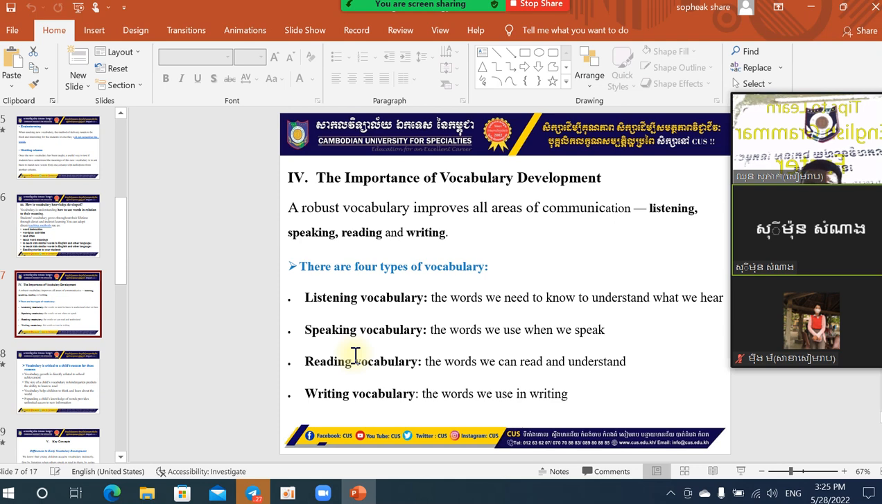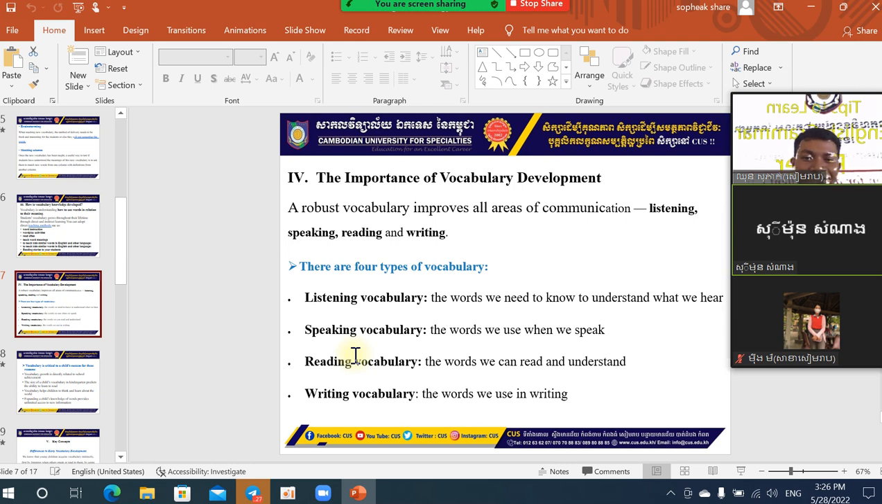Hello, everyone. Thank you. So I would like to continue my points that talk about the importance of vocabulary development. A robust vocabulary improves all areas of communication. We have 4 types of vocabulary. The first is listening vocabulary, the words we need to know to understand what we hear. The speaking vocabulary, the words we use when we speak. Reading vocabulary, the words we can read and understand. And the last one is writing vocabulary, the words we use in writing.